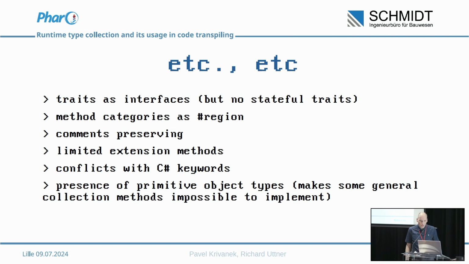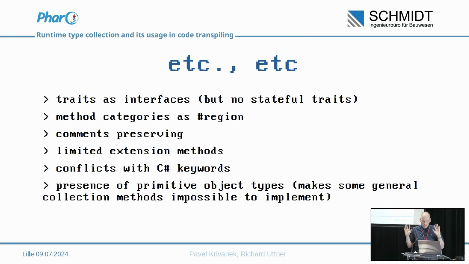And so on. So, for example, for traits, we converted them to interfaces, but of course, then you cannot have stateful traits. For categories, we use regions. We try to preserve the comments of the original code, even the class comments. C# has extension methods, but they are quite limited. So we do not use them for generated code, but for the standard library imitation of Pharo code, we use extension methods quite often.